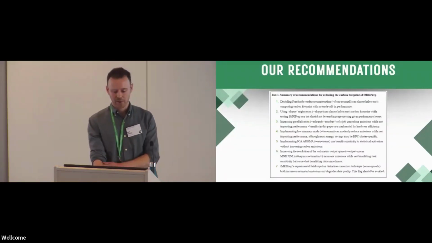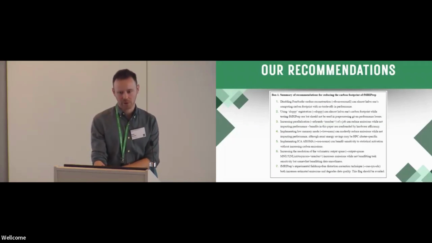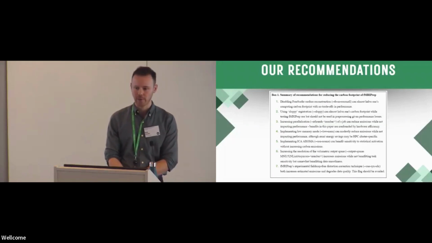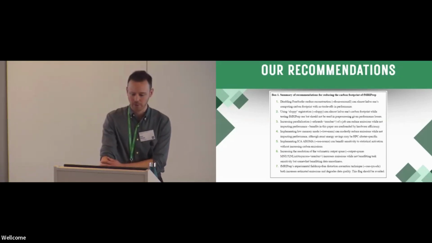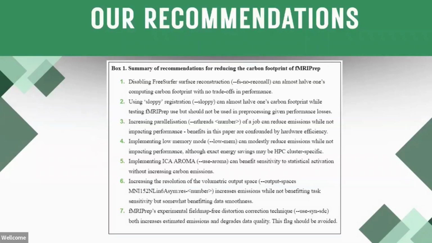These results together have allowed us to make 7 recommendations for how users of fMRIPrep can reduce the footprint of their computing. So this includes the no-brainer: if you don't need FreeSurfer surface reconstruction, don't turn it on, because you can halve your footprint with no trade-off. If you're testing, use this sloppy flag. You can use low memory mode to decrease your emissions by about 5%, again without any trade-off in performance. And there are options like ICA-AROMA, which you can toggle on to gain kind of luxury options without increasing your emissions. I won't go over all of them in detail, but we're putting out a preprint soon that will include these recommendations and will hopefully be quite easy for people to implement in their own pipelines.